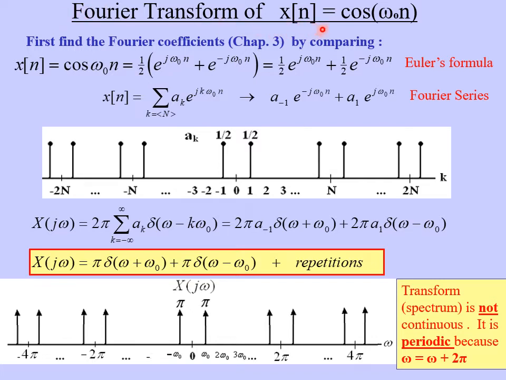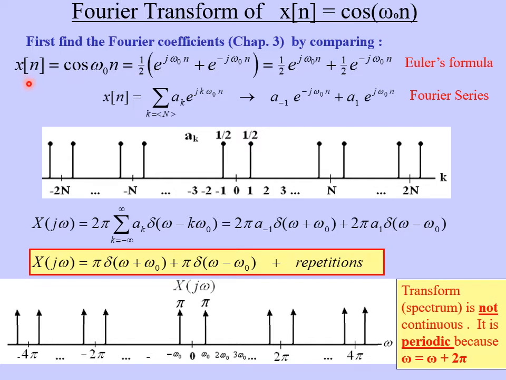x of n is just equal to the cosine of some frequency, omega naught, times n. And so the way we're going to do this is again, we're going to find the Fourier coefficients using chapter 3. Okay, and so, again, we did this in chapter 4 as well for continuous time. Now we're doing it for discrete time.